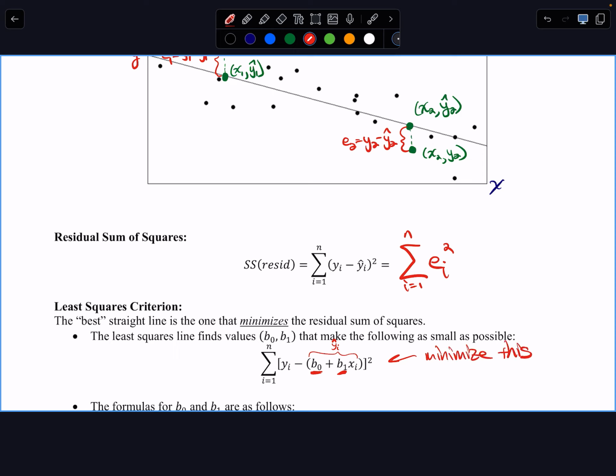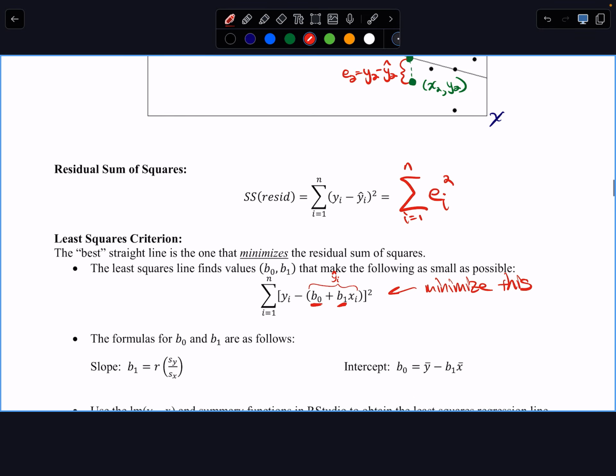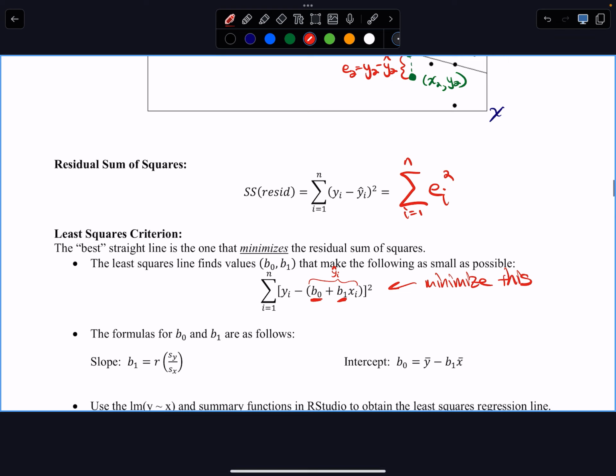Now, if you've ever taken calculus, right, you can find a minimum by taking the derivative, right? And it just so happens that you can actually do this and come up with formulas for B sub 0 and B sub 1. Now, we're not going to use these formulas. We're going to use RStudio to help us get our stuff. But B1, this is the actual formula for B1. And this is the actual formula for B0.